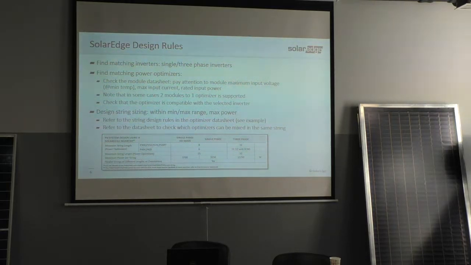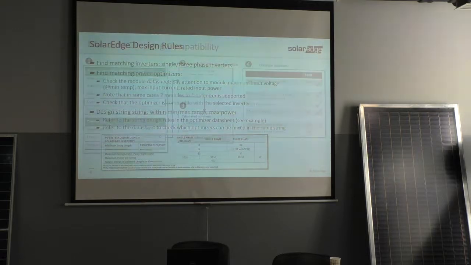The rule is easy. If our program shows that the system is correct, you will not lose warranty. But if you make a system that our program shows in red, then sorry, it's not according to our rules.